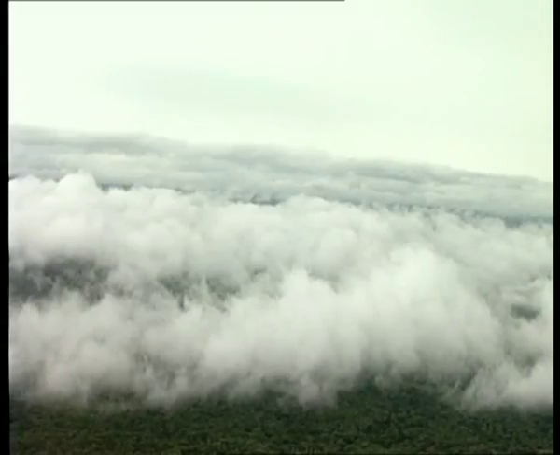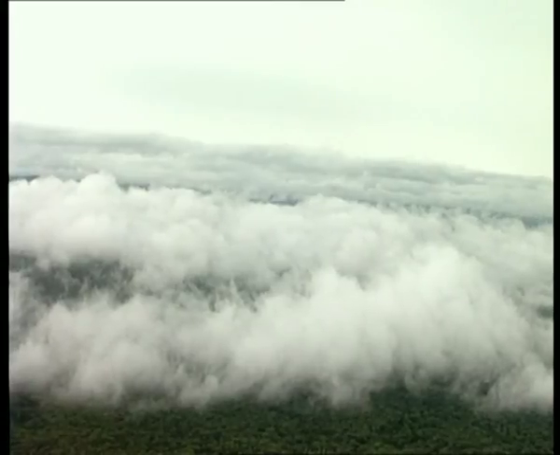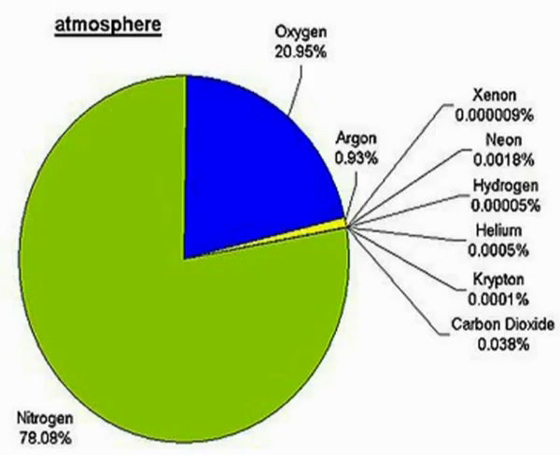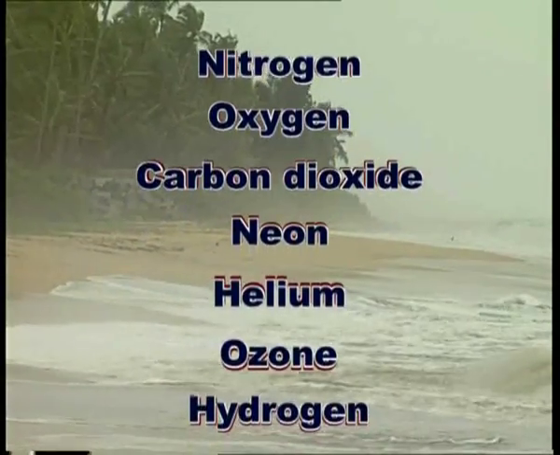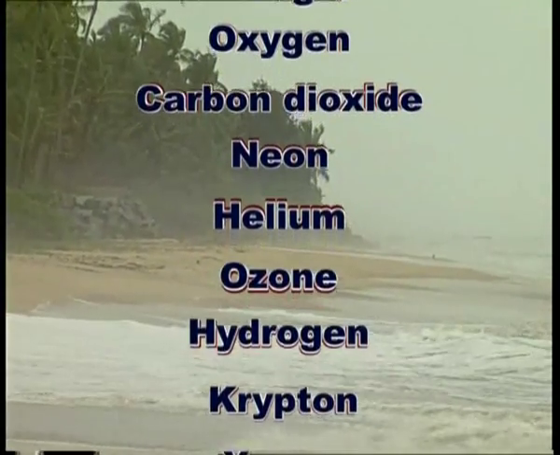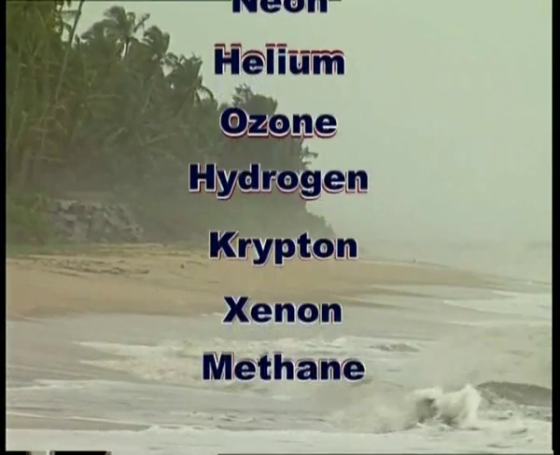This mixture of gases contains a huge number of solid and liquid particles. Two gases, nitrogen and oxygen, make up 99% of the air. Other gases constitute about 1%. At sea level, the following gases comprise the air: nitrogen, oxygen, carbon dioxide, neon, helium, ozone, hydrogen, krypton, xenon and methane.